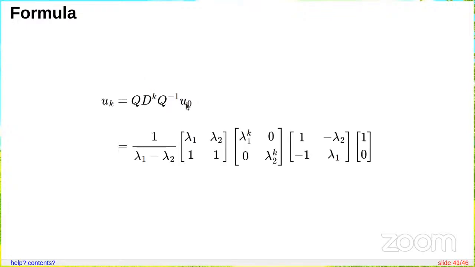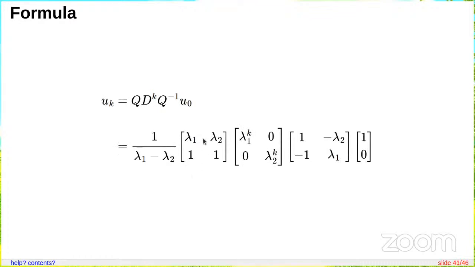This is the place where diagonalization has helped us a lot. The whole point of doing diagonalization is this step. If A were not diagonalizable, we couldn't have done this step. So this is where we are. We know all the quantities on the right hand side: we know Q, we know D, we know Q inverse, and we also know U0. We are just going to substitute them.